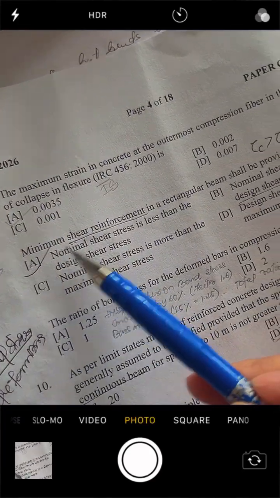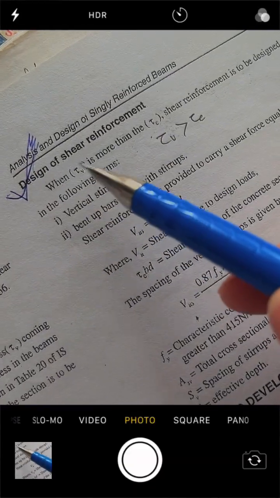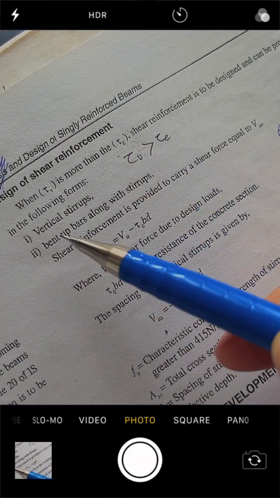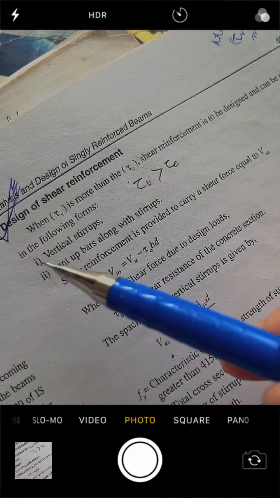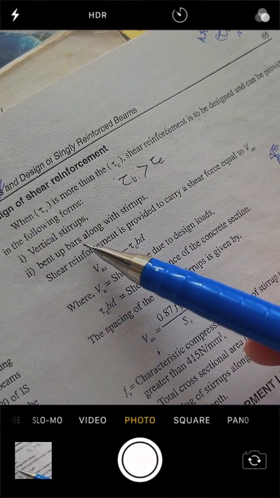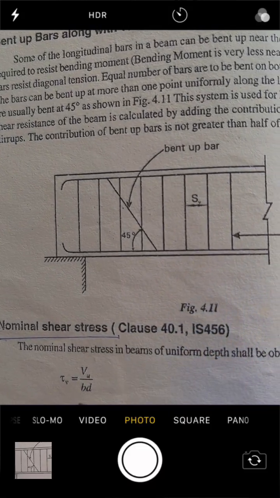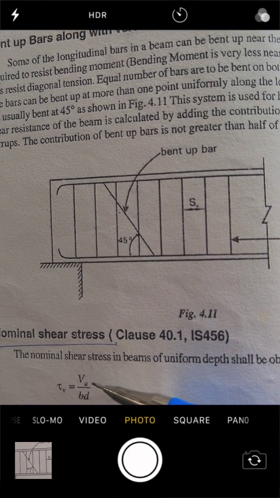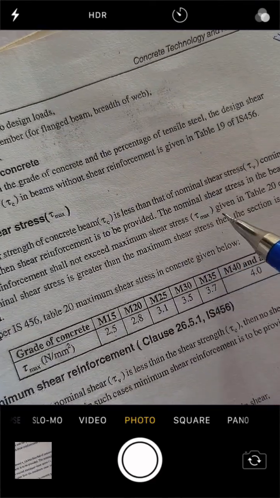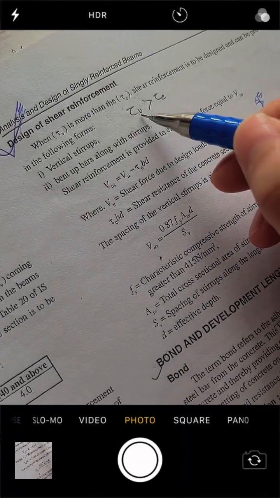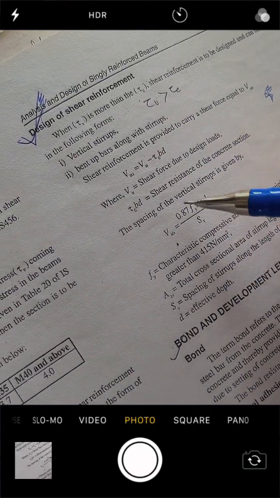And the next question, number 8, is the minimum shear reinforcement in a rectangular beam shall be provided when, for the design of shear reinforcement. You can see that when tau V is more than tau C, shear reinforcement is to be designed and can be provided in the following form: vertical stirrups or bent up bars along with the stirrups. Tau V is my nominal shear stress, which is given by tau V equals VU by bd. This is my shear stress. Tau C is my shear strength of concrete, or design shear strength of concrete. As you can see here, it is clearly mentioned. When tau V is greater than tau C, we need to provide the shear reinforcement as vertical stirrups or bent up bars. These are the steps for the design.